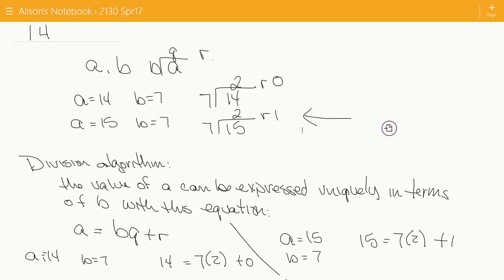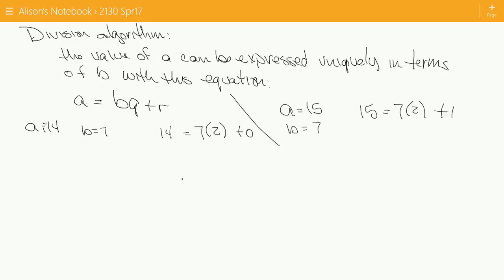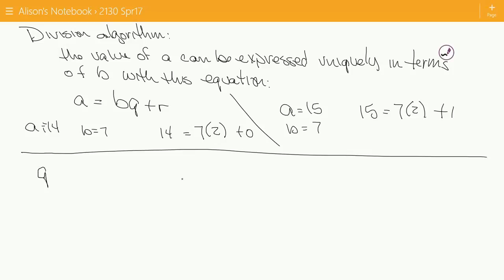Now, it may be obvious when I'm using 14s and 7s, but sometimes I'm given a value of a and b where it's not so easy to determine what the q value and the r value is for this equation. So what I really need is a formula that allows me to calculate q and to calculate r. We're going to find out that the quotient is going to equal a divided by b, and that the remainder is going to equal a mod b.